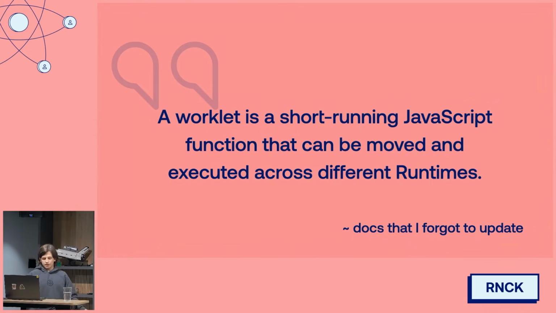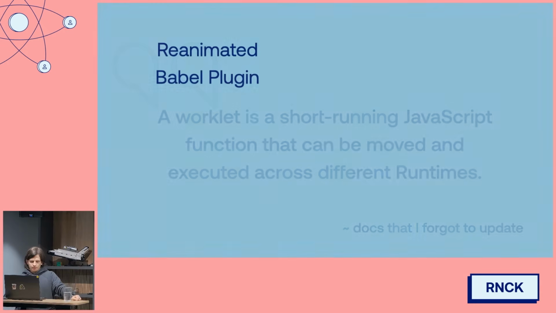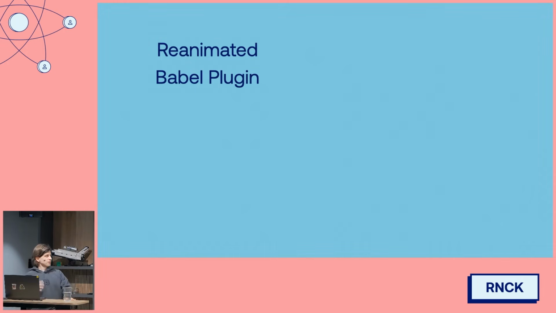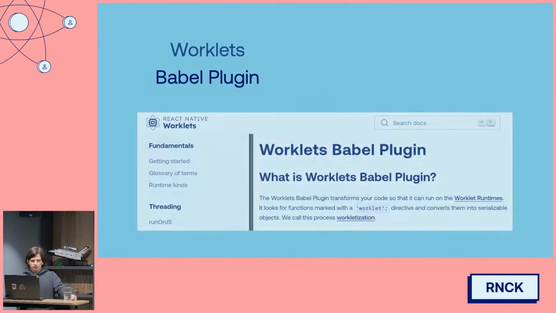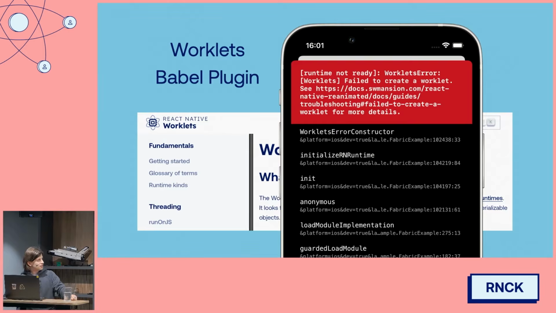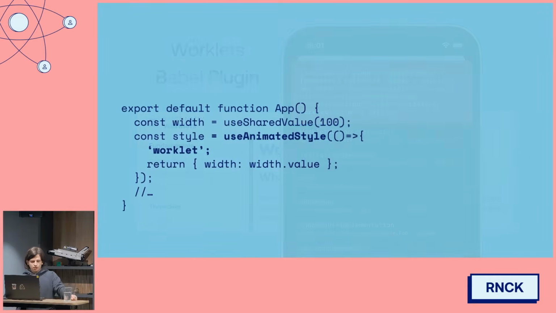Well, it started with a simple Babel plugin. Babel is a tool that does some transformations of your code before it's loaded into the bundle. And this plugin was recently renamed, with the release of the React Native Worklets library, to Worklets Babel plugin. And you are pretty much familiar with it, because one thing Reanimated and Worklets are famous for is their errors, and this error is pretty famous: failed to create a worklet. But what does the plugin actually do?